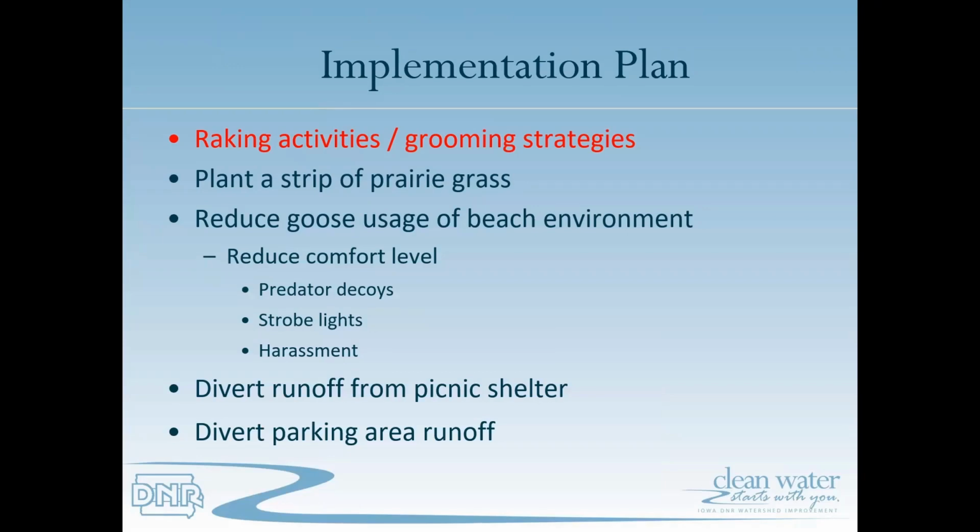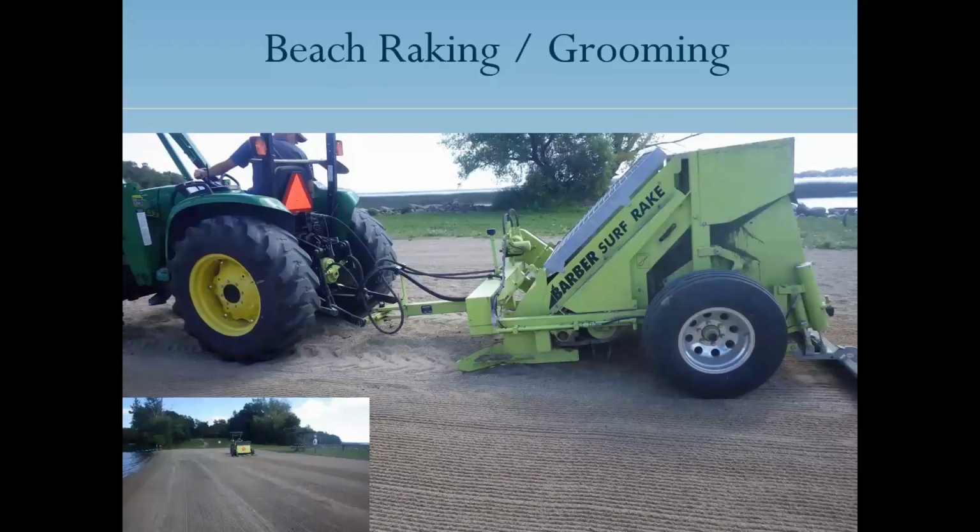So the next thing we want to talk about is an implementation plan. The implementation plan discusses some possible solutions to helping resolve the issues, our E. coli issues at each of these beaches. One of these strategies is raking activities or grooming strategies. This is a picture of a beach being raked, which is being executed by Iowa DNR park staff at McIntosh Woods State Park. Beach raking or grooming is the practice of removing debris and other material from the beach environment.